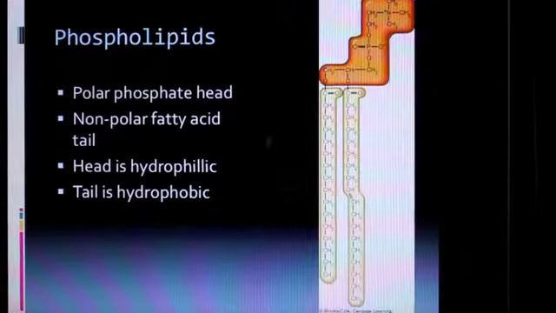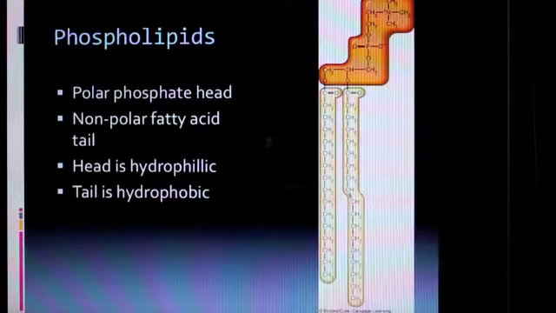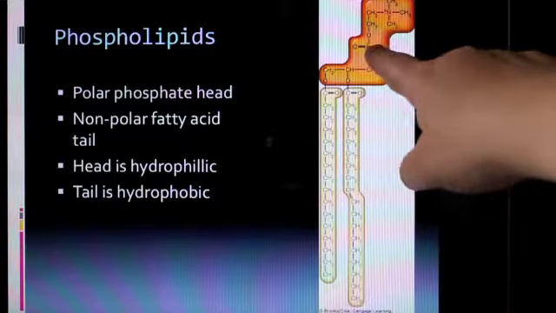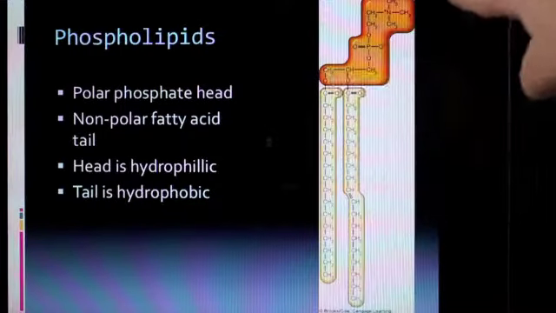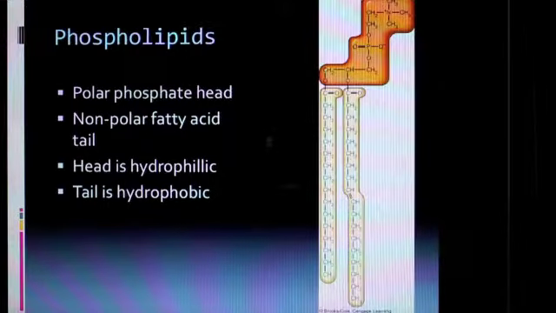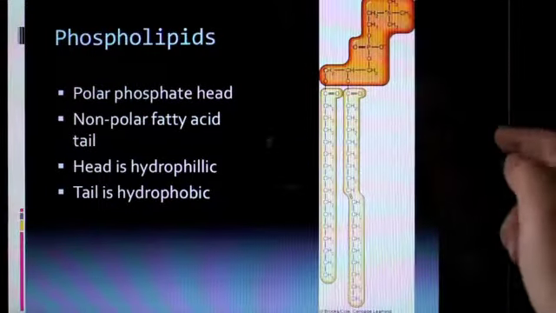Phospholipids are going to become very important later this unit when we talk about cell membranes. Phospholipids have a phosphate head. See the P right there? And this head here is hydrophilic. It's water-loving. It's because it has charges on it. It has a negative here and a positive over here.